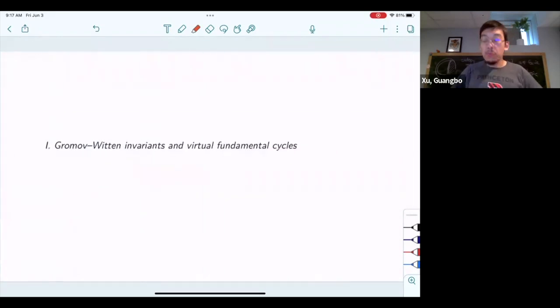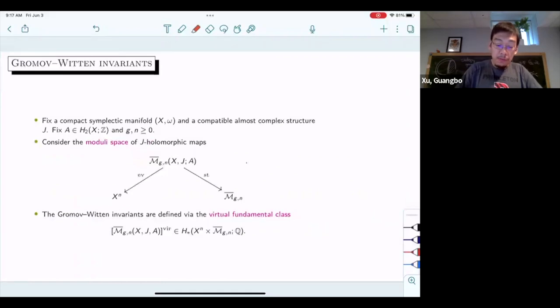So let's first start with the classical Gromov-Witten invariants and how they're constructed. Let's first fix a compact symplectic manifold X and a compatible almost complex structure J. Let's fix all this data and also fix an integral homology class A, which will be the degree of the curves, and also the genus g and the number of marked points n, which are both non-negative integers. Then we will have this moduli space of stable maps, M-bar g,n(X, J, A).